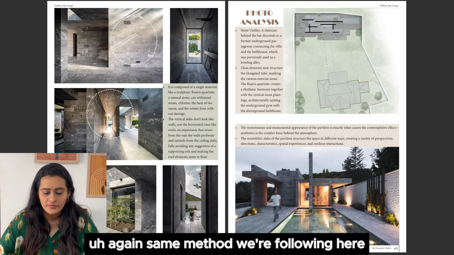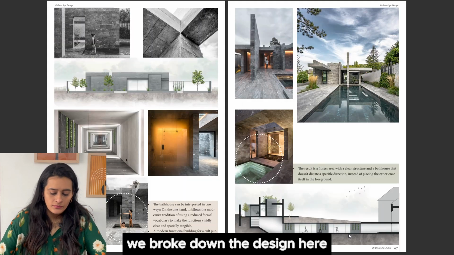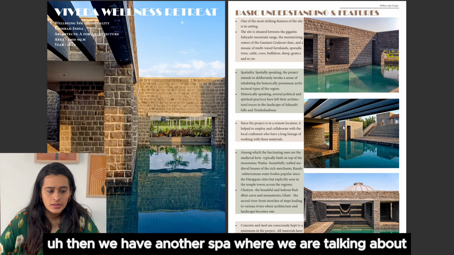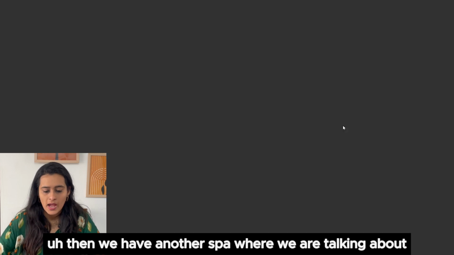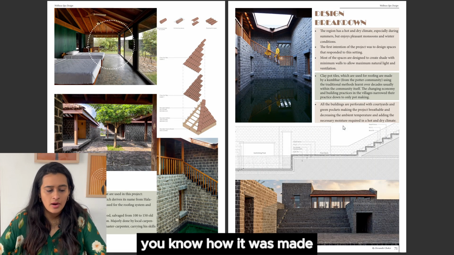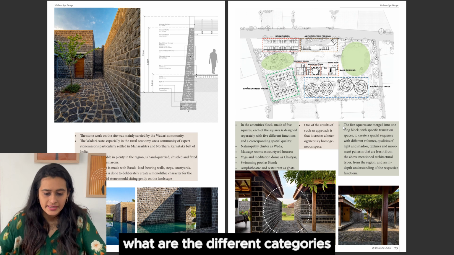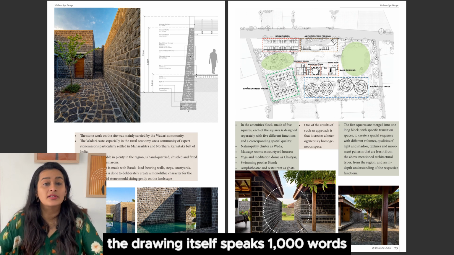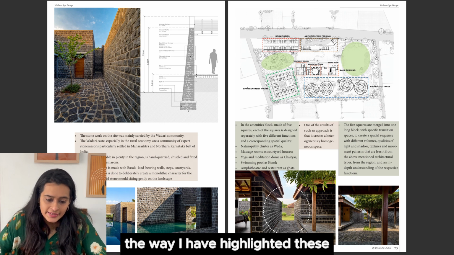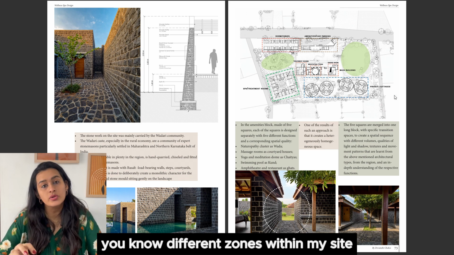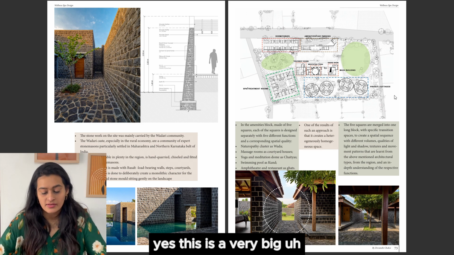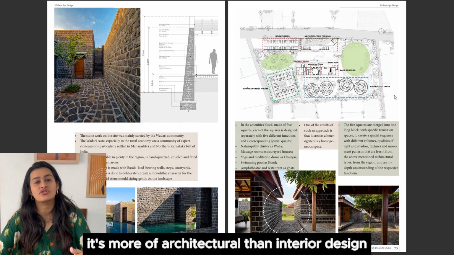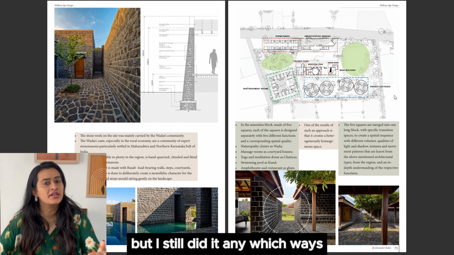Again, same method we are following here. We broke down the design here. Then we have another spa where we are talking about how it was made, what the different categories are. Now if you see this case study, the drawing itself speaks 1,000 words. The way I have highlighted these different zones within my site, yes, this is a very big site wherein it's more architectural than interior design, but I still did it anyways.